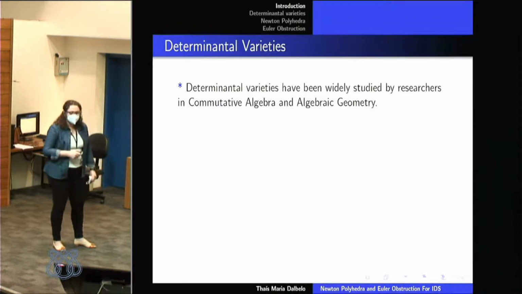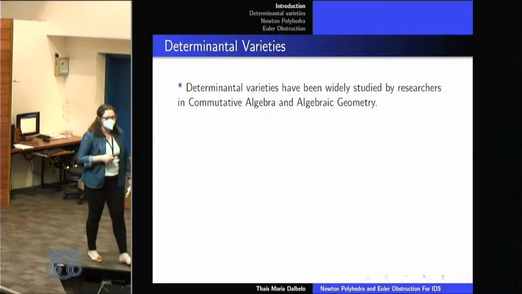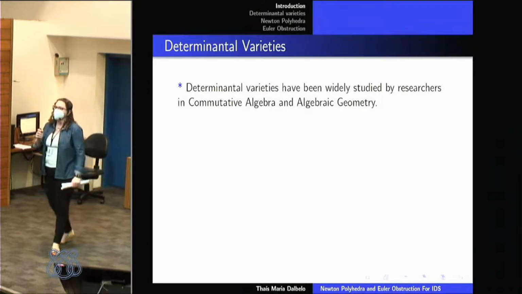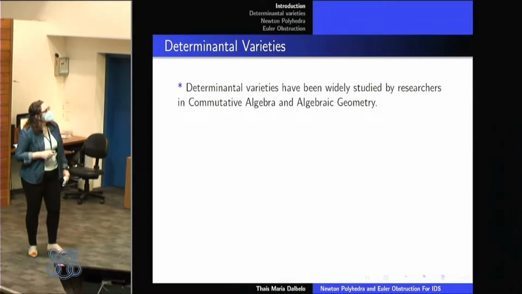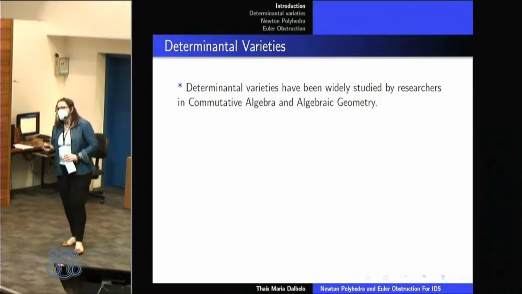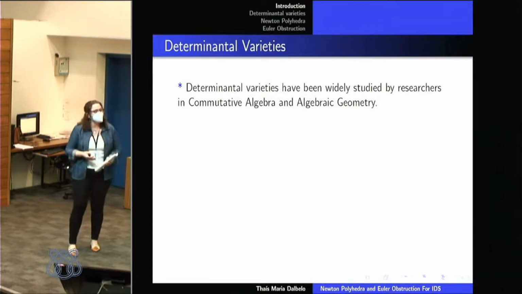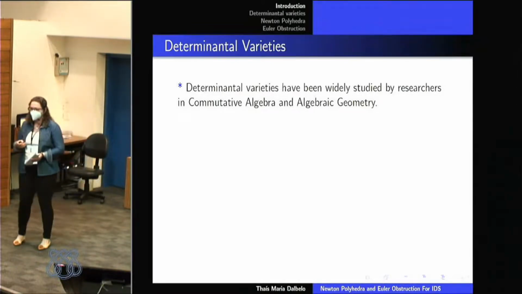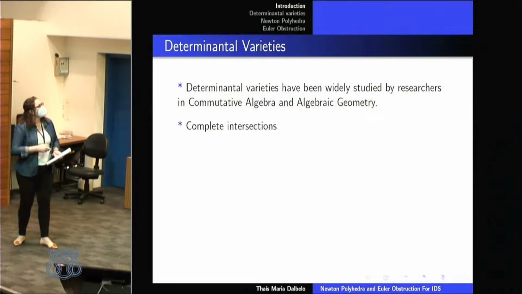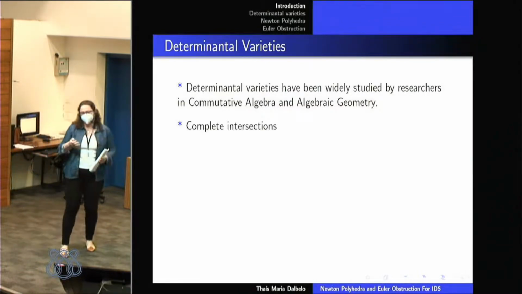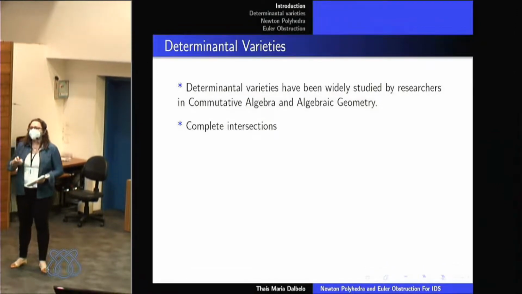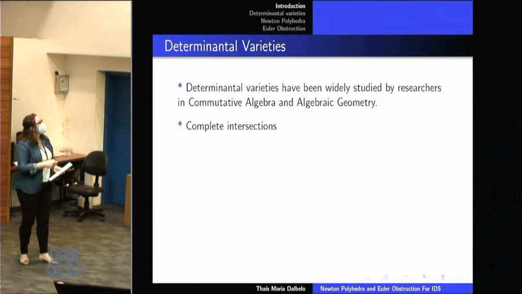Determinantal varieties have been widely studied by researchers in commutative algebra and in algebraic geometry. In singularity theory, there are countless articles dedicated to studying the properties of these varieties. One of the reasons that makes this class of varieties so special is that they are a generalization of the concept of complete intersection varieties.